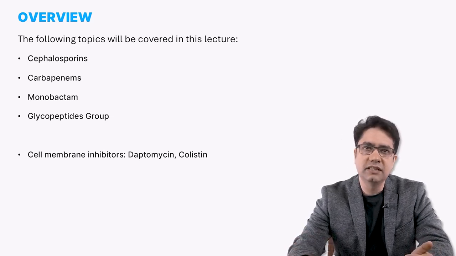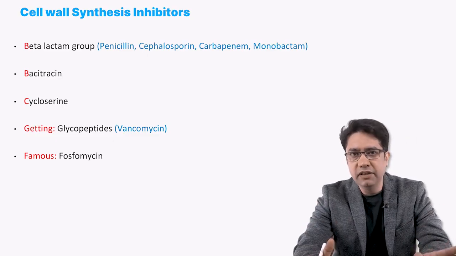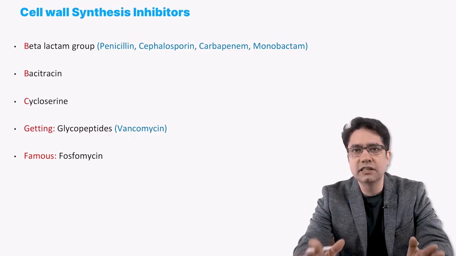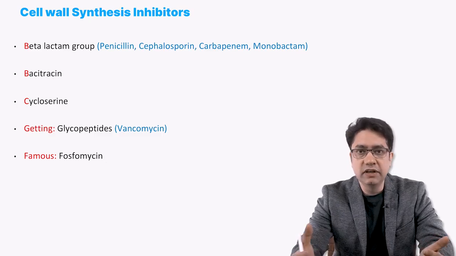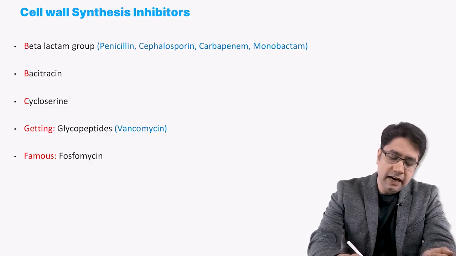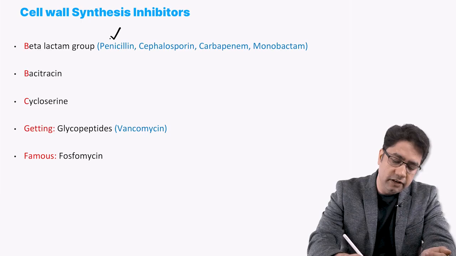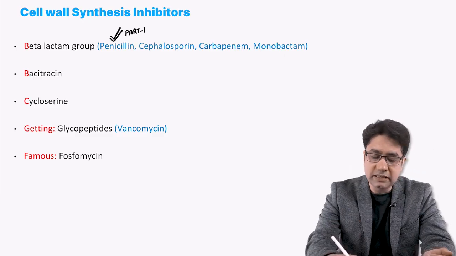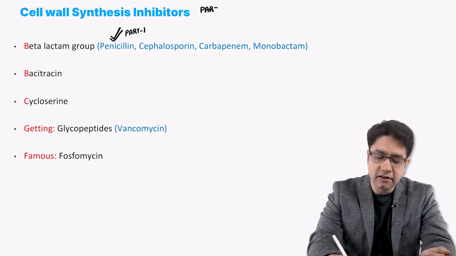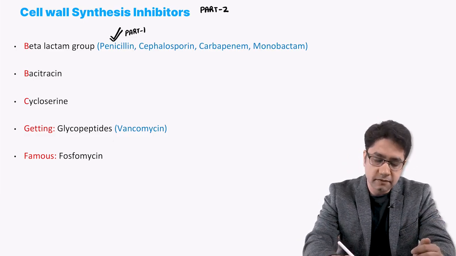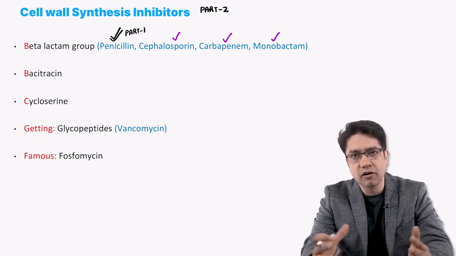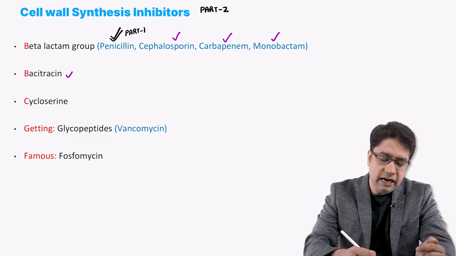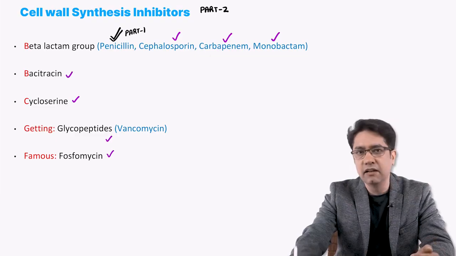So first, let's start with cell wall inhibitors. In the previous section, part 1, we discussed cell wall inhibitors. The mnemonic was BBC getting famous, in which we discussed the beta-lactam group. And in the beta-lactam group, we have already covered penicillin in part 1. So in this section of part 2, we will be discussing all the rest of the cell wall inhibitors. We will start with cephalosporin, carbapenem and monobactam. They are also beta-lactam group antibiotics.